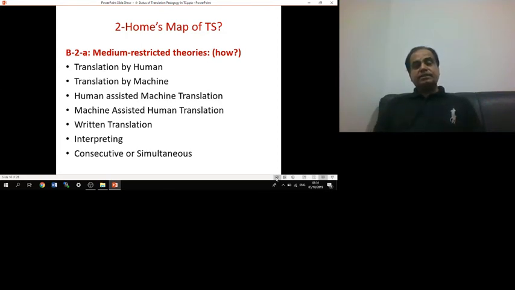Is it a written translation, which again is related to medium restricted translation theories? Is it oral translation, interpreting? Is it consecutive, or is it simultaneous? Is it sign language? There are a lot of media for translating things. So all the theories related to medium restricted, or media restricted, can be written under this category.